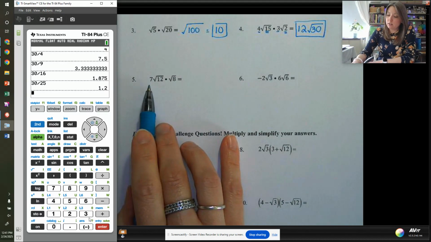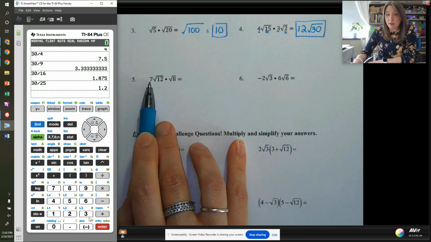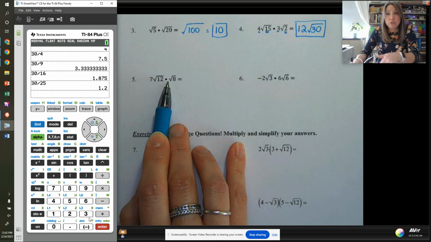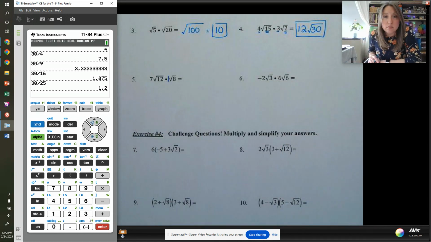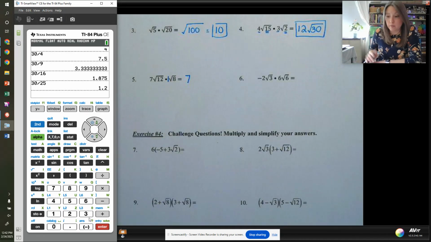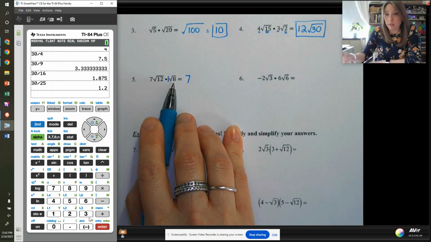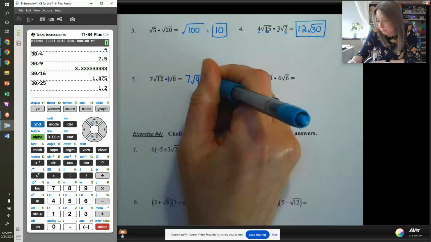Let's try 7 radical 12 times radical 8. Now again, 7 is my coefficient. The coefficient in front of radical 8 that's not written in there is actually a 1. We don't need to write it in. We have 1 radical 8 present. So 7 times 1 on the outside is 7 as my coefficient. Radical 12 times radical 8 is going to give me radical 96.